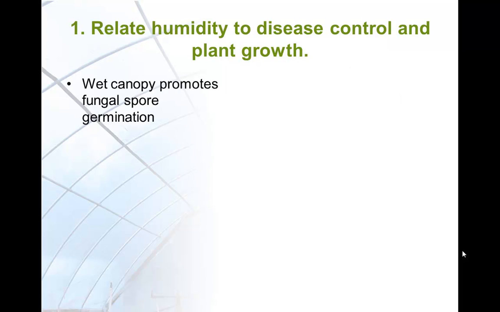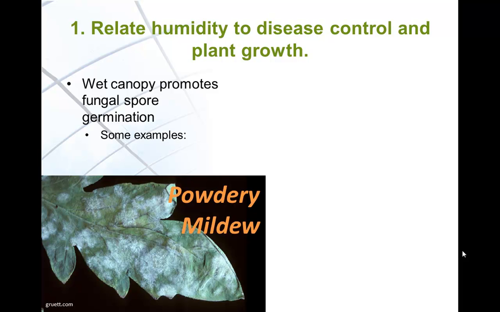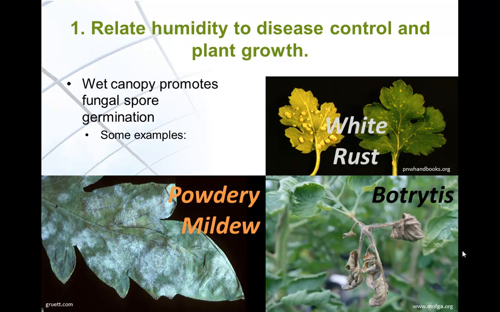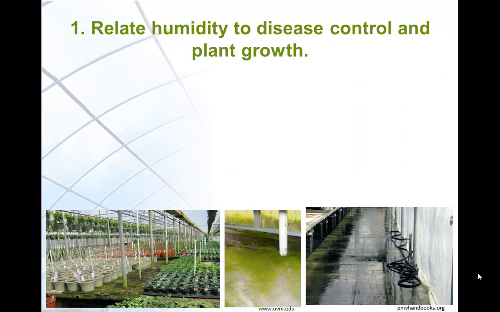Water is necessary for plant growth, but water in wrong places in the greenhouse could cause concerns. Wet canopy promotes fungal spore germination. It causes diseases like powdery mildew, white rust, and botrytis. Extra water at wrong places of a greenhouse is a concern of disease control and plant growth.